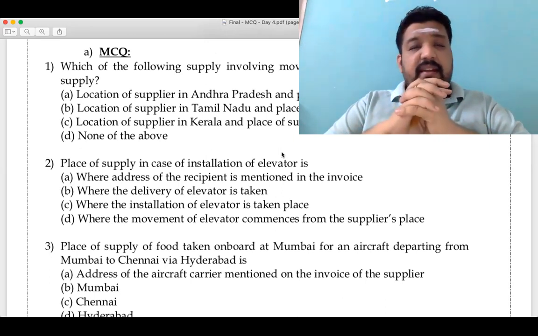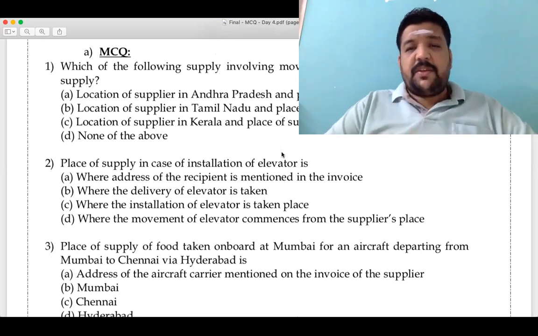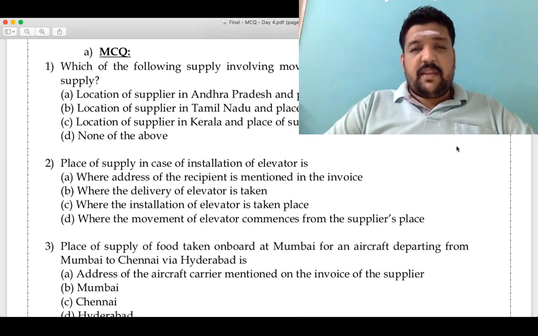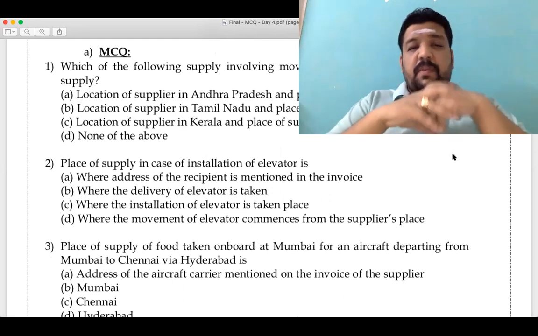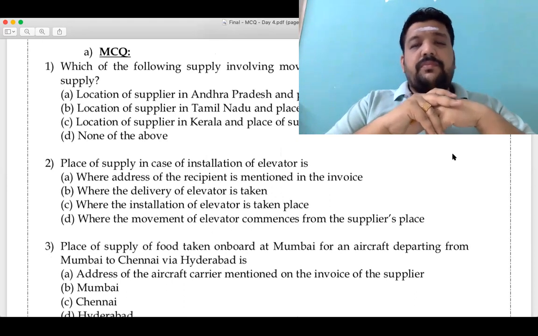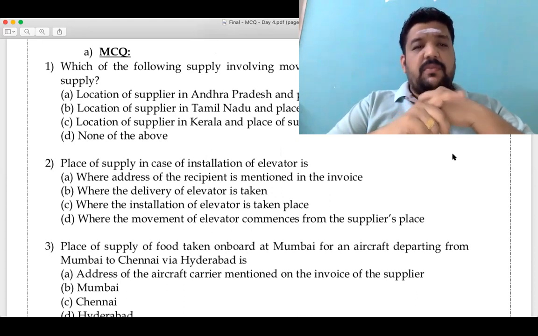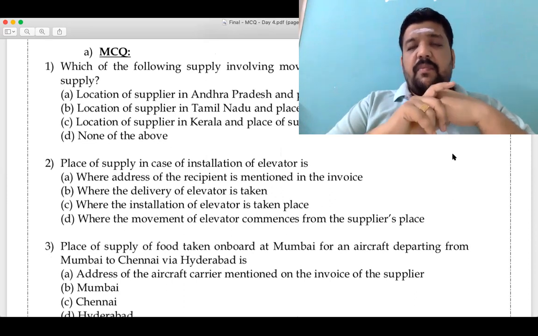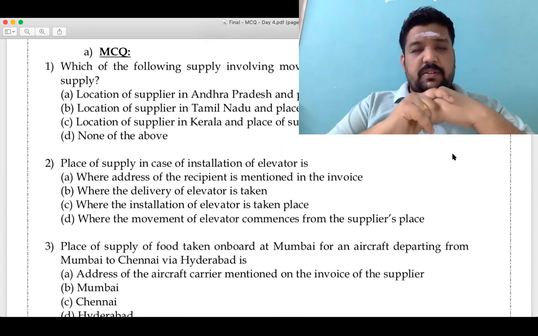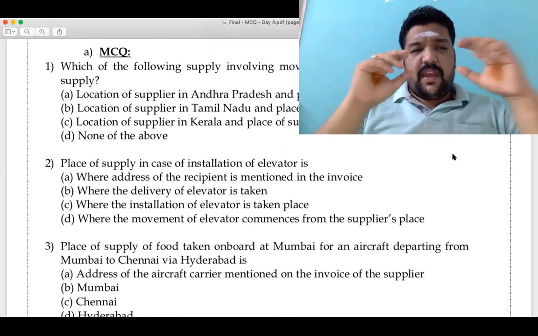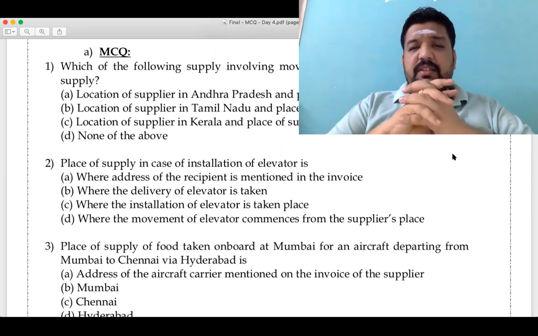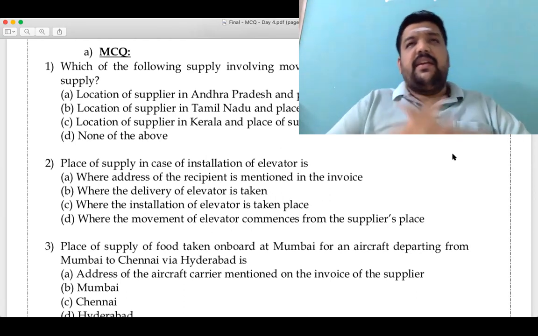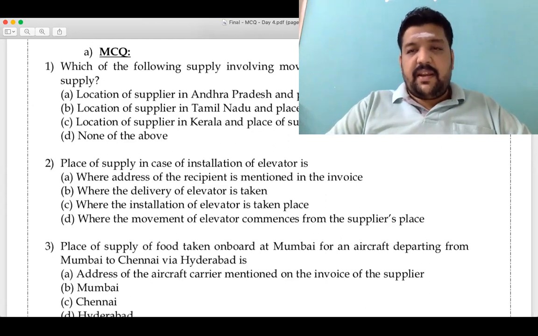is an intra-state supply? Location of supplier is in Andhra Pradesh and place of supply is in Tamil Nadu. Location of supplier is in Tamil Nadu, place of supply Tamil Nadu. Location of supplier in Kerala, place of supply Andhra Pradesh. Or none of the above. We have given three iterations. Among the three iterations, we have to select what is going to be an intra-state supply. Intra, a careful word over here.